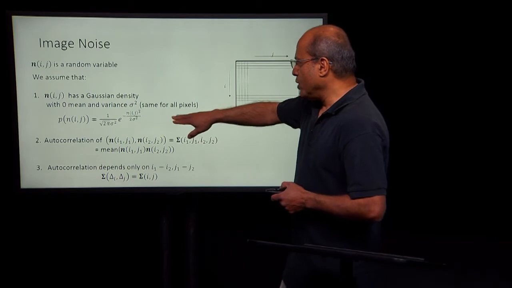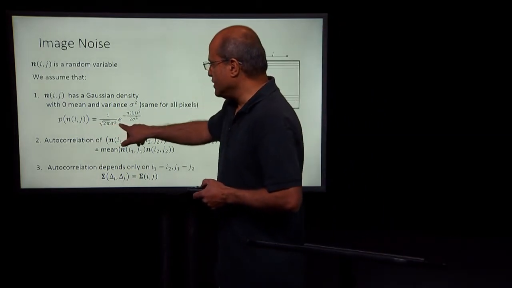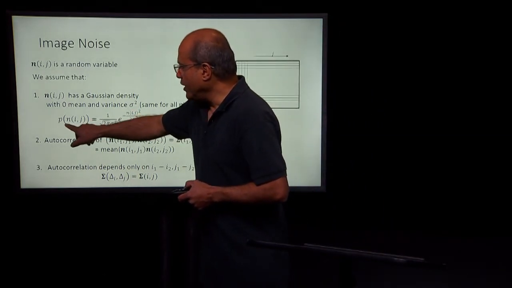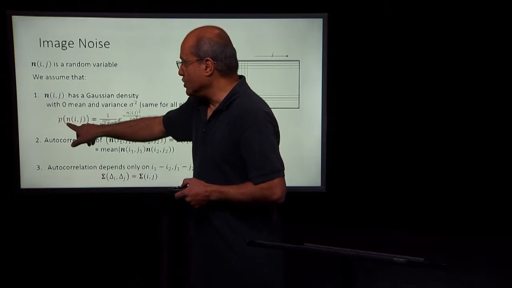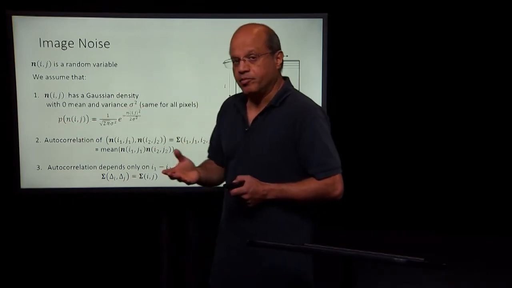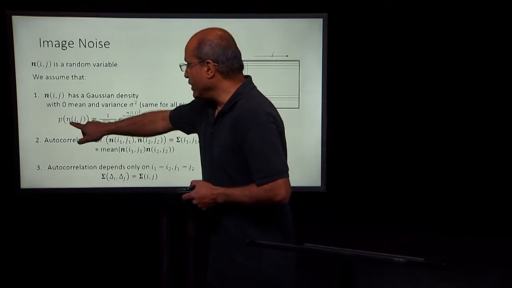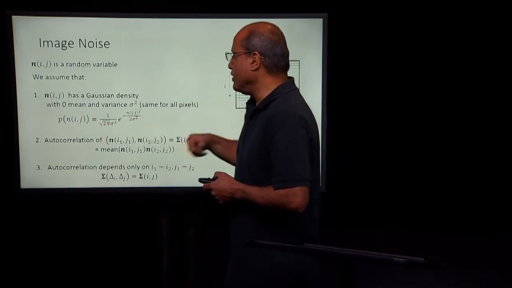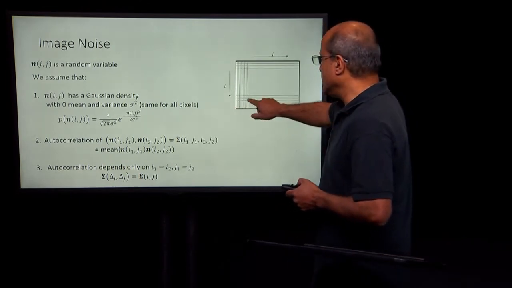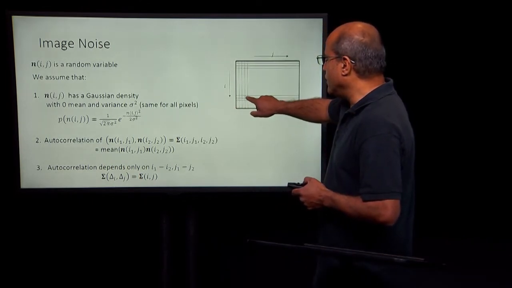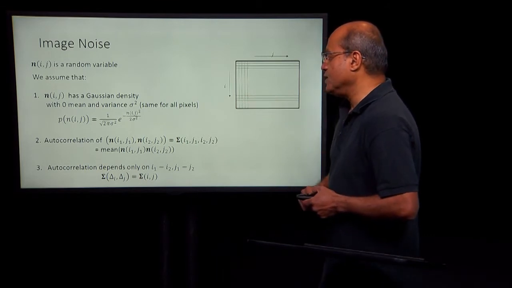I also want to point out that what this formula says is that the probability of a sample, so this is not bold-faced like this, so this is not a random variable. This is a sample of noise. And the probability density of that sample is simply given by this formula. So this model tells us the randomness of noise in a single pixel.